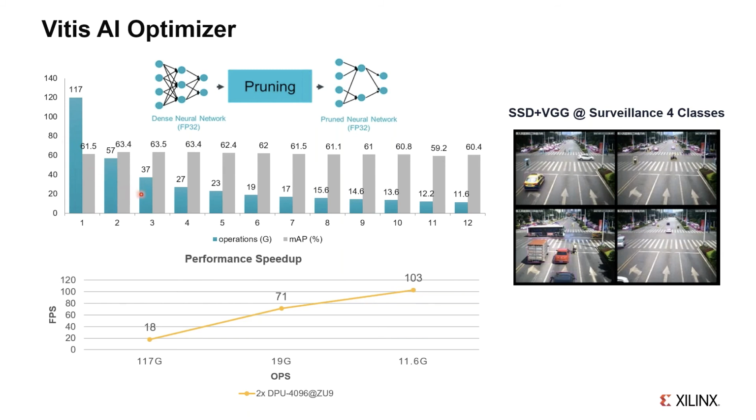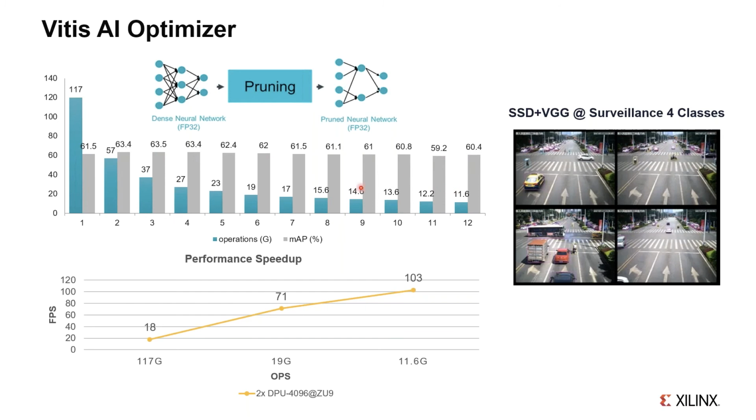And you can see as we move through the pruning operations that the number of operations required is dropping rapidly, 57, 37, 27, all the way down. After 12 iterations, we're down to 11.6. So that's a 10x reduction in the network. Okay, we've reduced the network operations by a factor of 10. But the mean average precision has pretty much remained constant all the way through. Compared to where we started at 61.5, where we end, we're at 60.4.